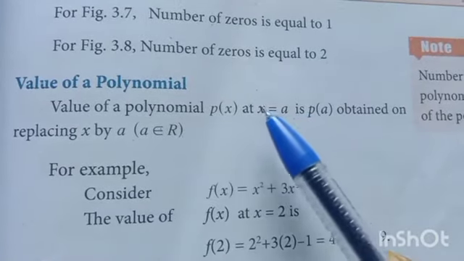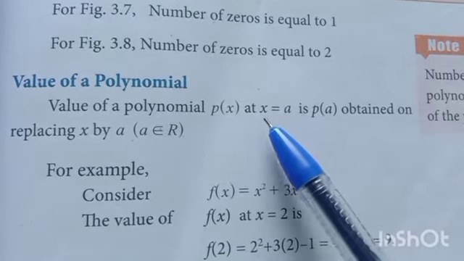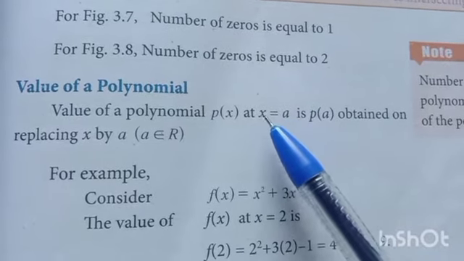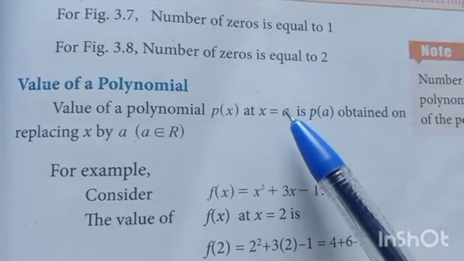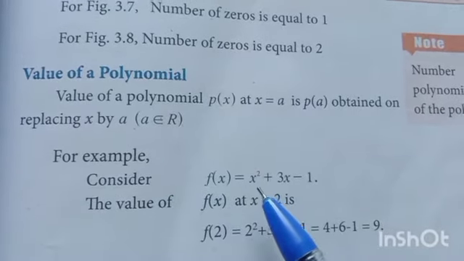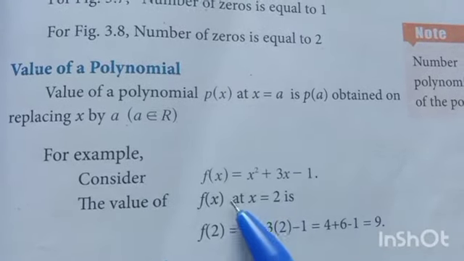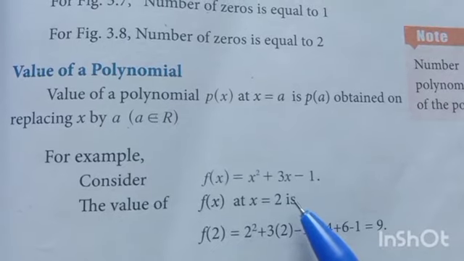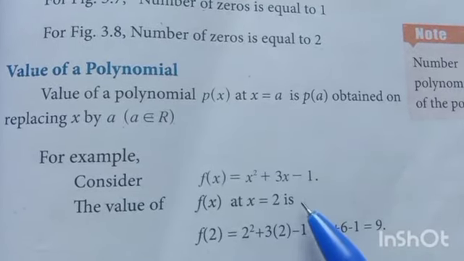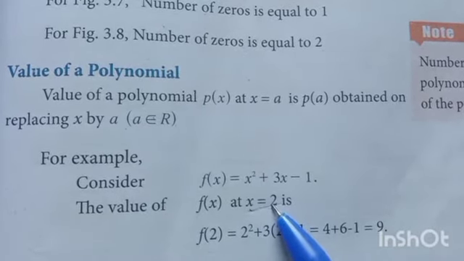That means for the given polynomial, we have to substitute values. Instead of x, we have to substitute any value. That time we get the answer, that is its value. For example, consider f of x is equal to x square plus 3x minus 1. Suppose you substitute x is equal to 2. So instead of x, you have to substitute 2.